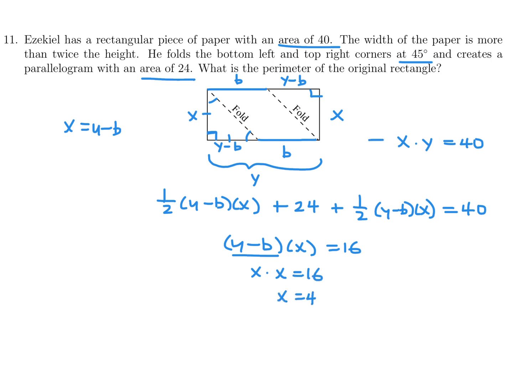And if x is 4, I can plug that there. 4 times y is 40. So y is 10. And therefore, the perimeter of the original would be 2x plus 2y, which is basically 2 times 4 plus 2 times 10, and that is 28. So 28 is the answer to this question.